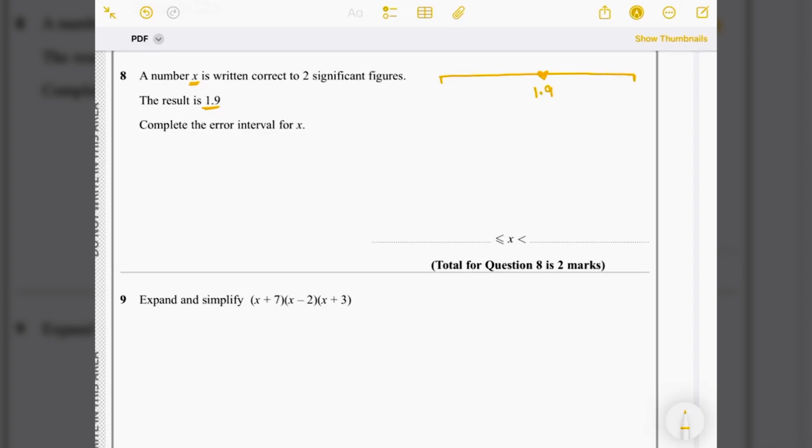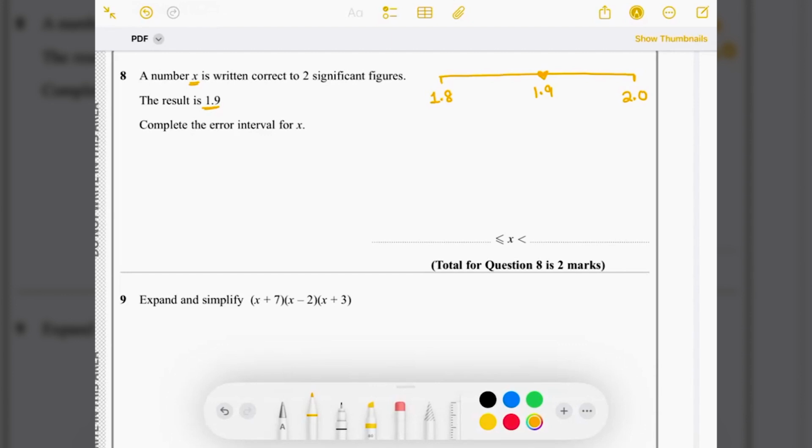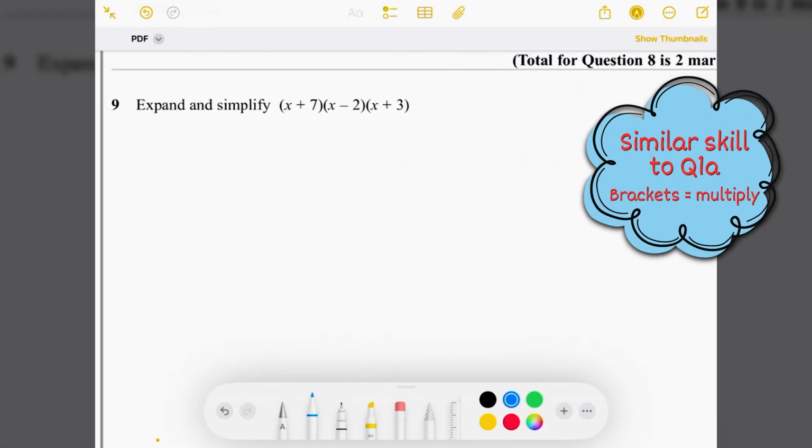This 1.9 was in between 1.8 and 2.0 to 2 significant figures. Now, when you're doing upper and lower bounds, it's always halfway in between. It's plus or minus halfway. So if I look at halfway over here, I have 1.85, and here I've got 1.95. So my error intervals for x are 1.85 and 1.95.